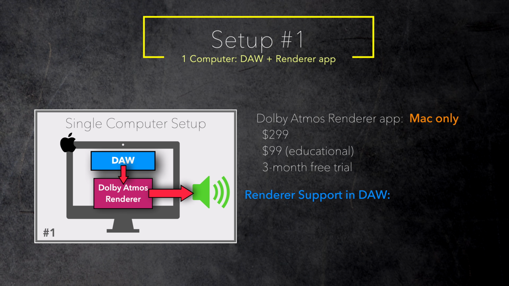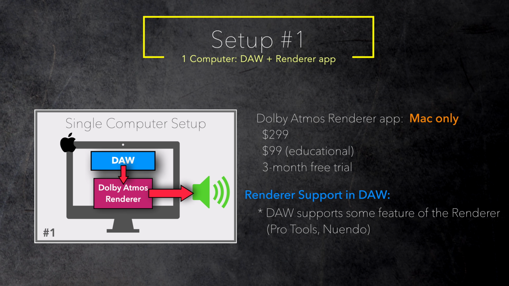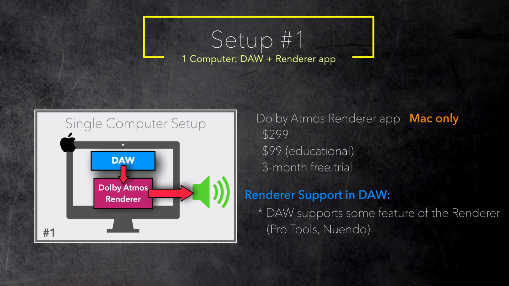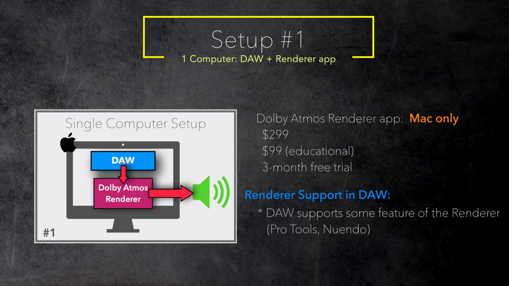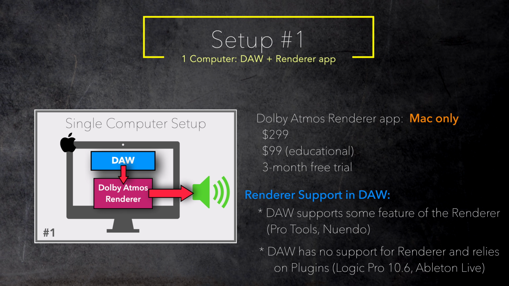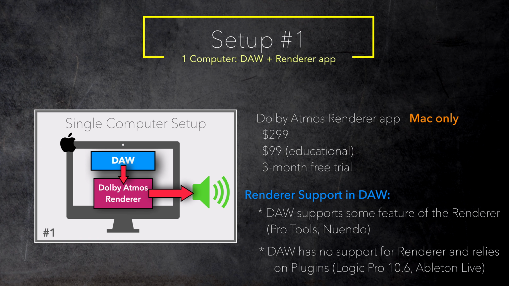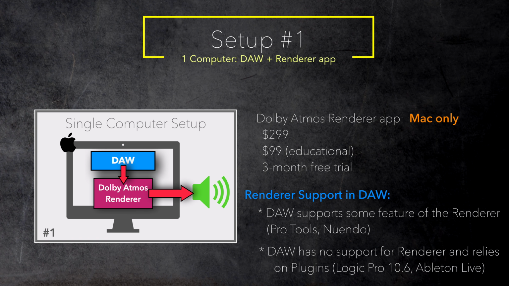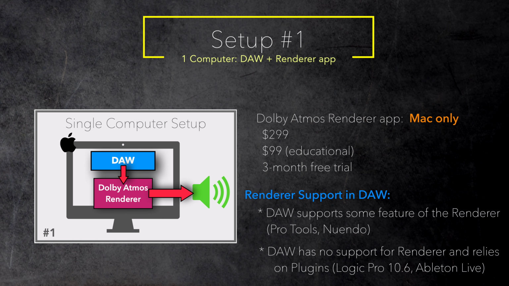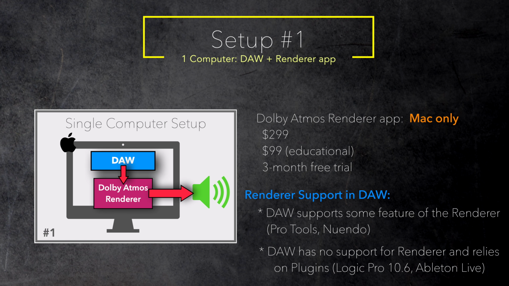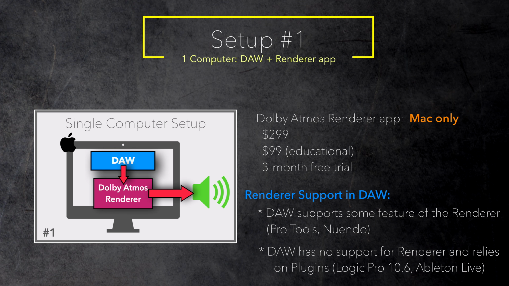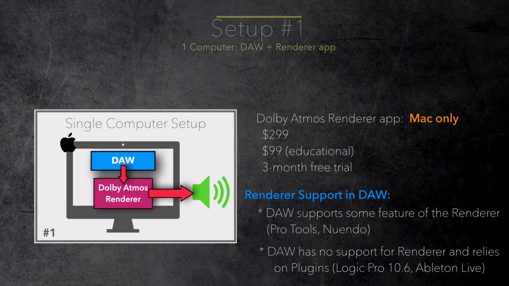DAWs fall into 2 categories. Pro Tools on Windows have various features and functionality implemented that makes it easy to communicate with the Dolby Atmos renderer application. These DAWs are used already for years to create Dolby Atmos mixes for movies. On the other hand, DAWs like Ableton Live or Logic Pro 10.6 don't know anything about Dolby Atmos. However, Dolby provides free plugins that enables those DAWs to also mix in Dolby Atmos. Technically, all DAWs can work as long as they have the necessary routing capabilities.